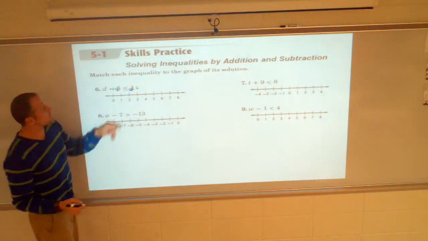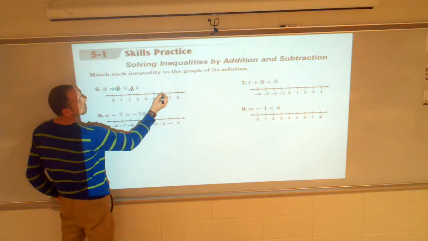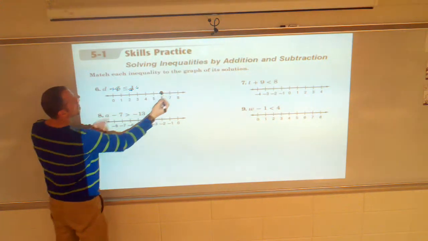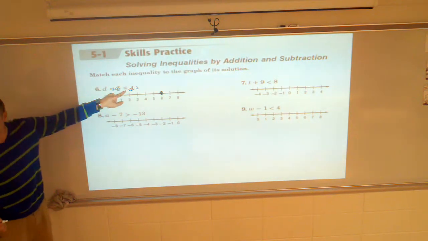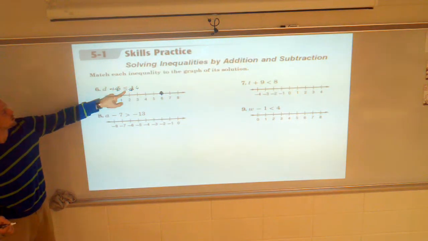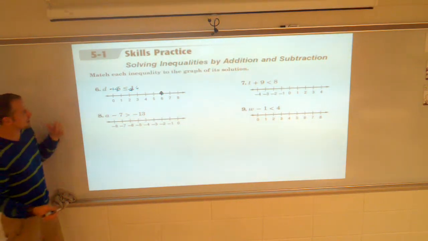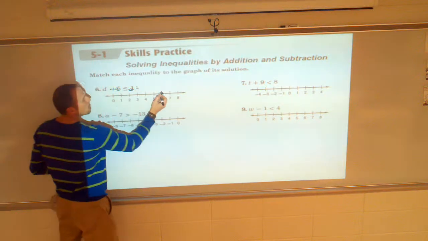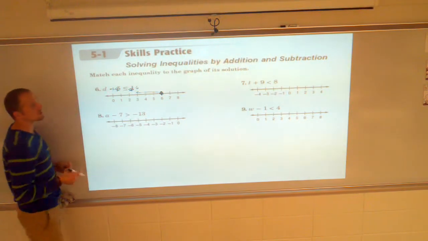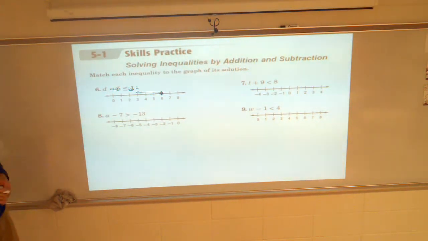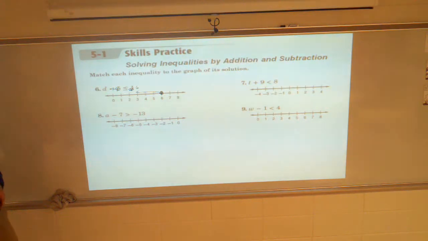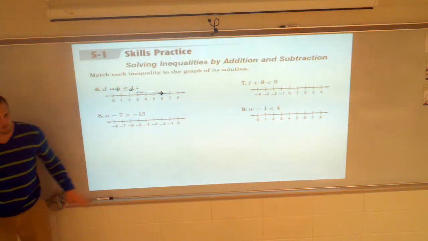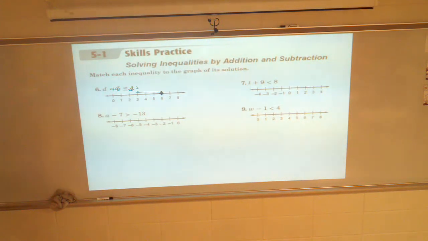Cooper, open or closed circle? Closed. Closed circle, very good. It is equal to. And then the next thing, Nathan, which way does it point? Left. To the left, very good. This is an arrow pointing to the left, so this is my answer. Everybody do number 7 for me. Find the number, decide whether it's open or closed, and figure out which way it points.